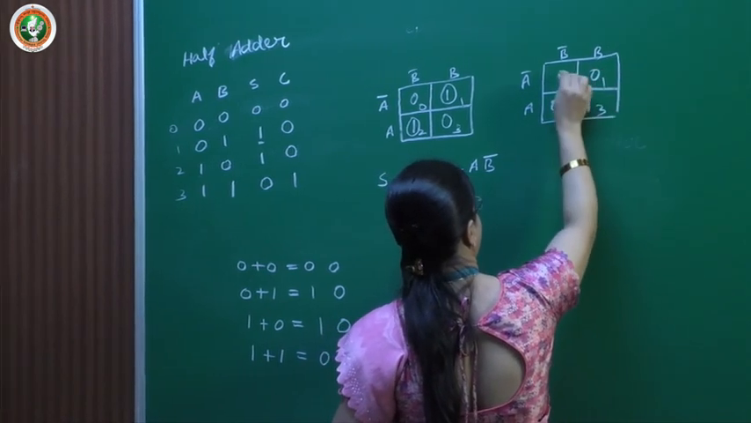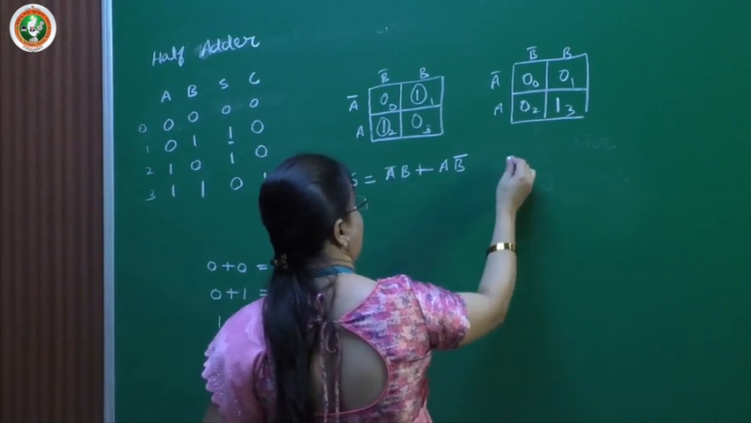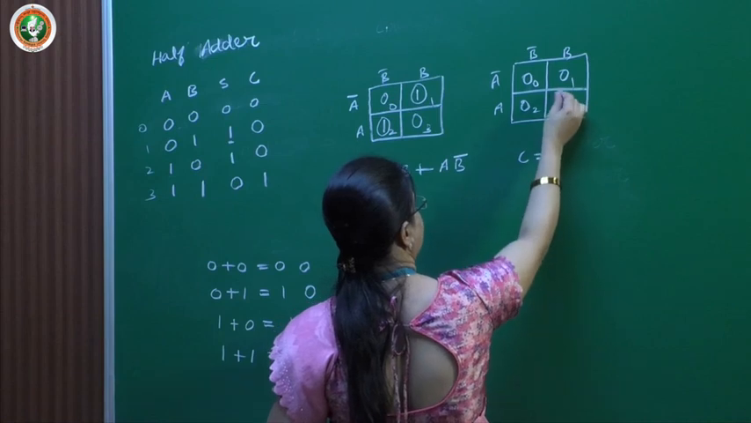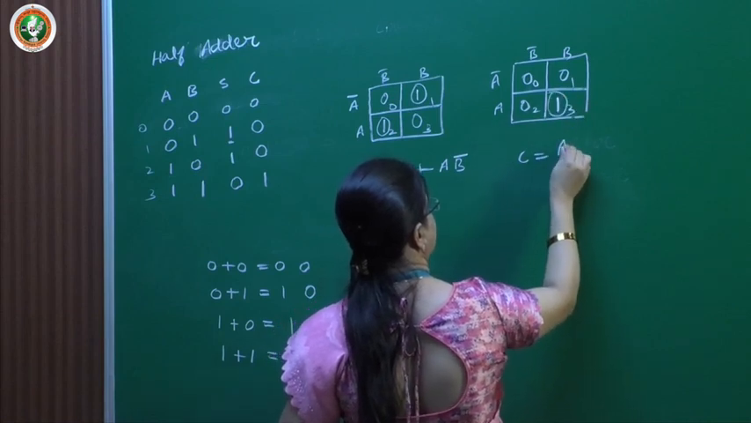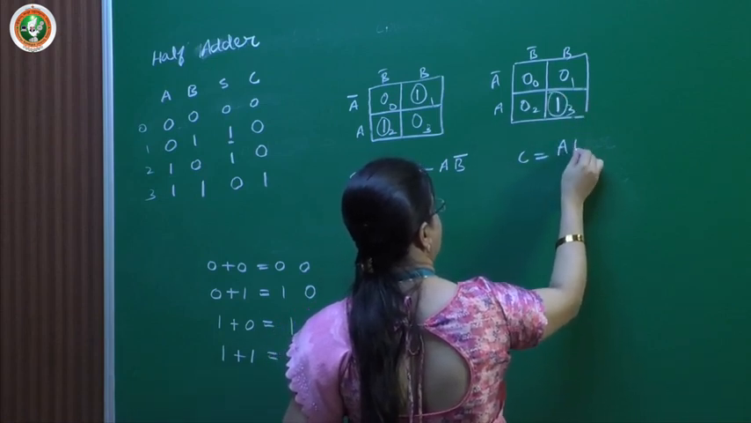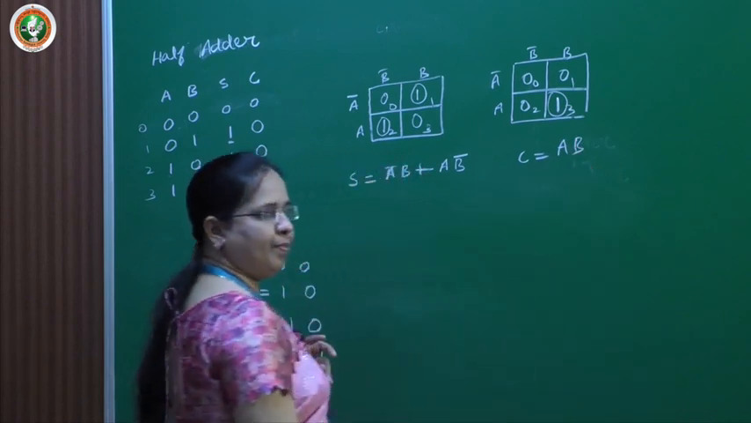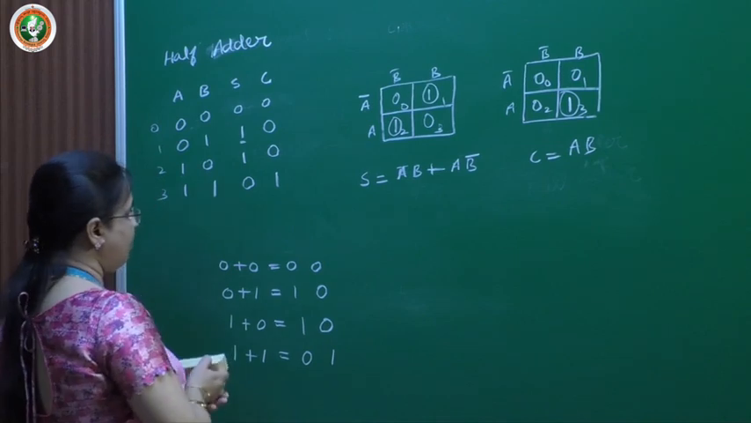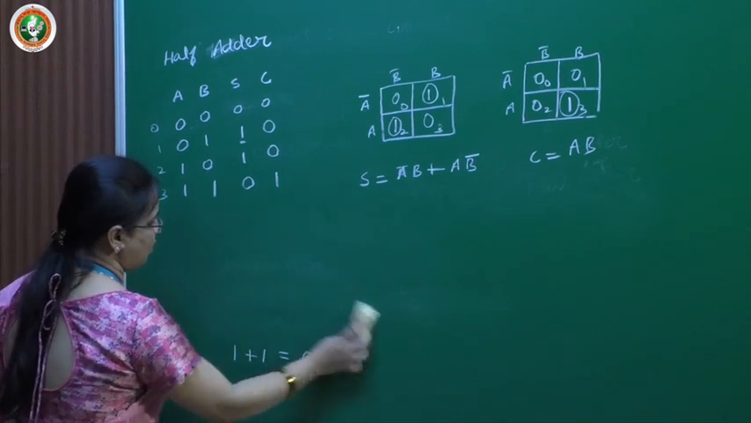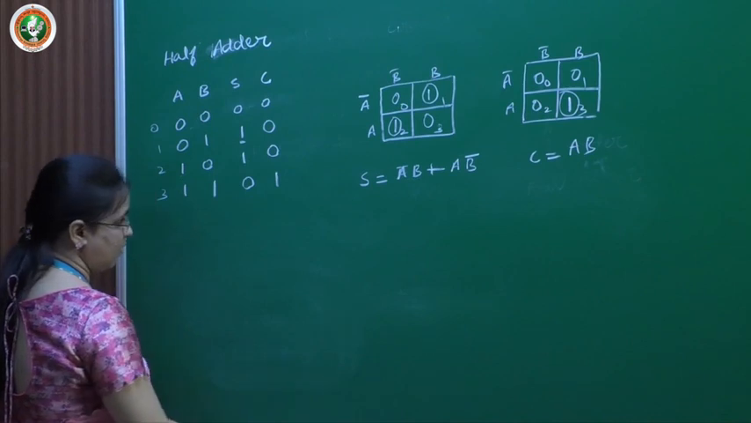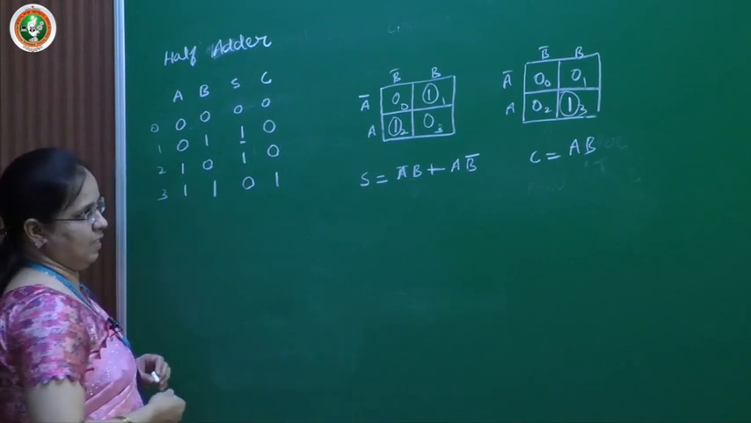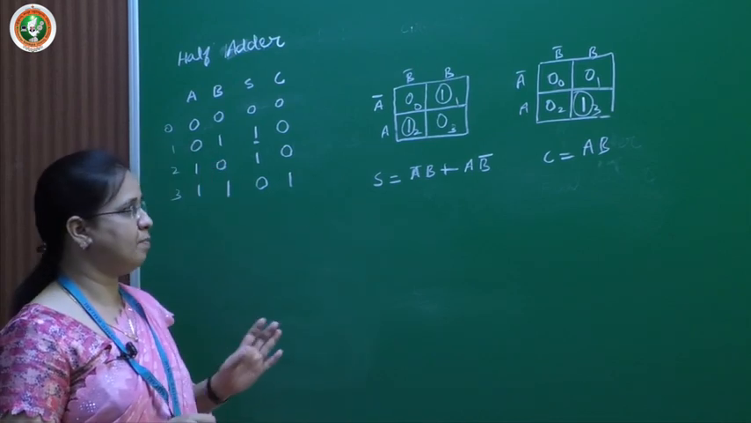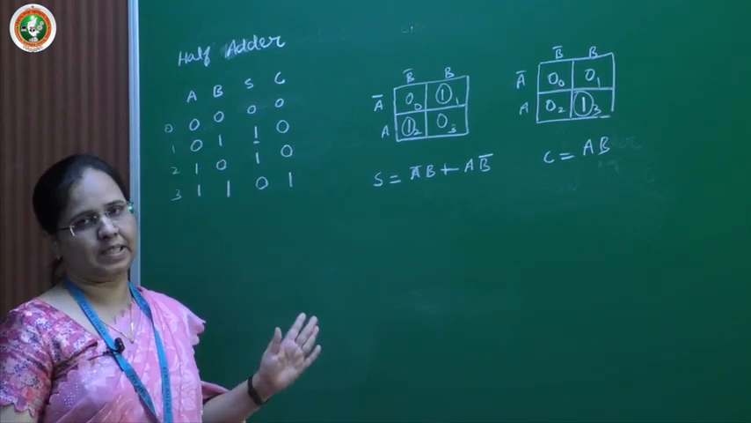The remaining values will be 0, and the corresponding carry C is equal to, I can just make it as one isolated one, and I am getting it as AB. Okay. So, now if I want to write the Boolean logic circuit for this one, there are two ways of writing this. In the first way, we are going to use the simple sum of products representation.